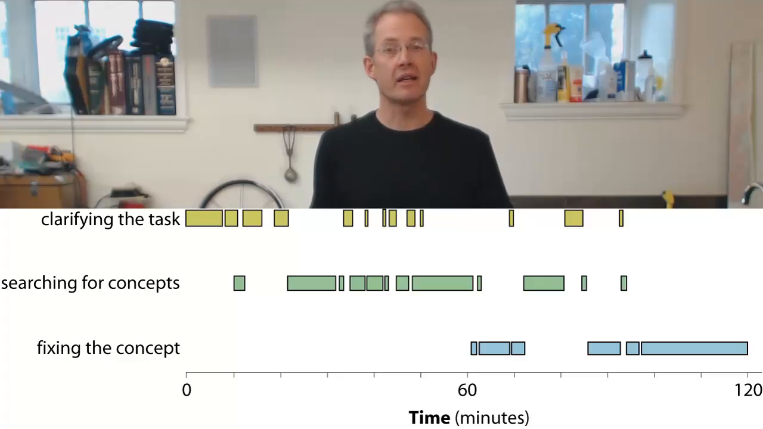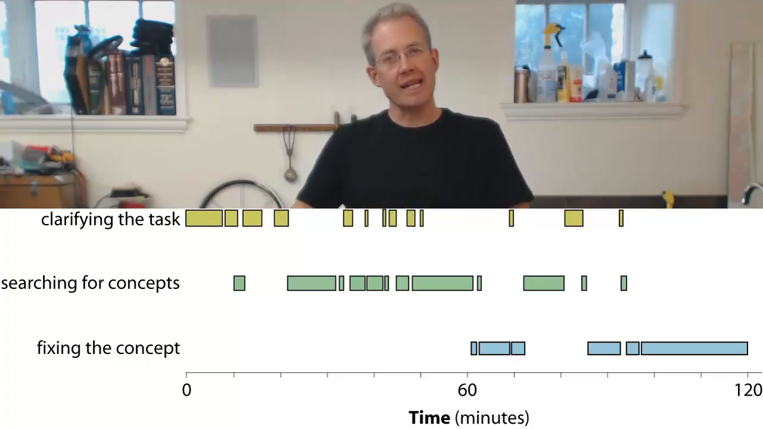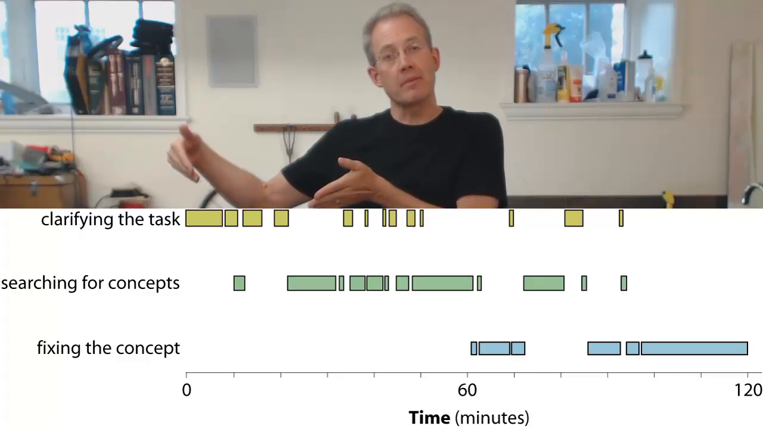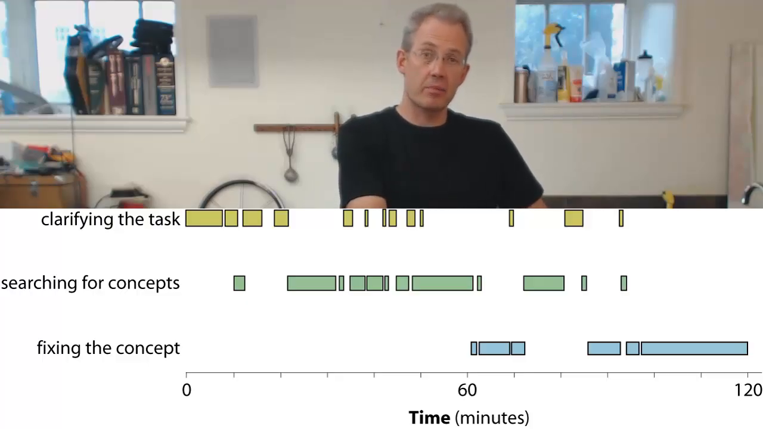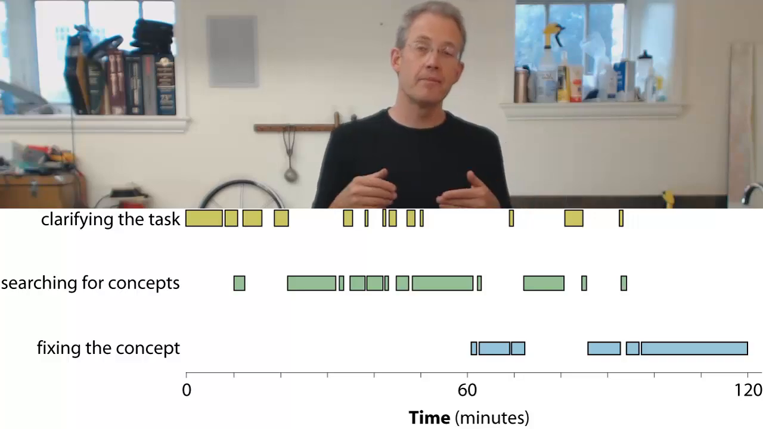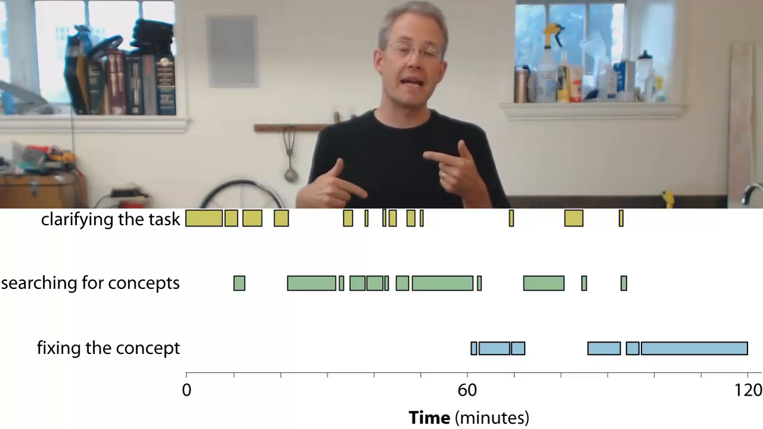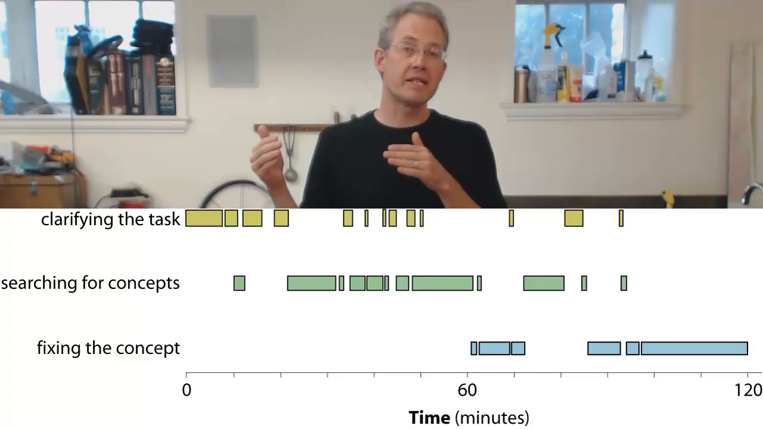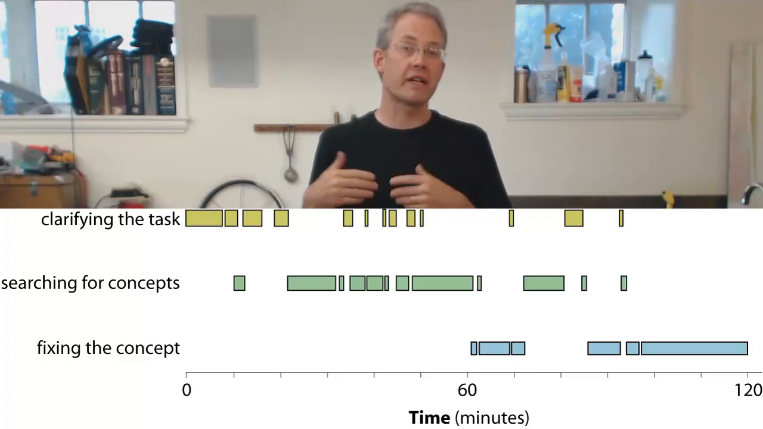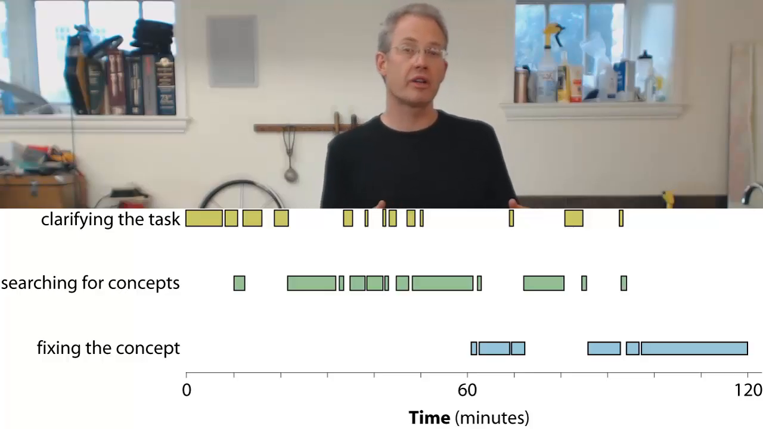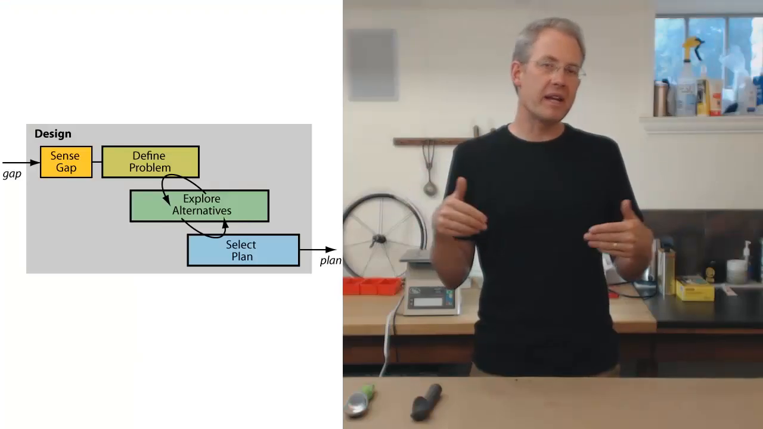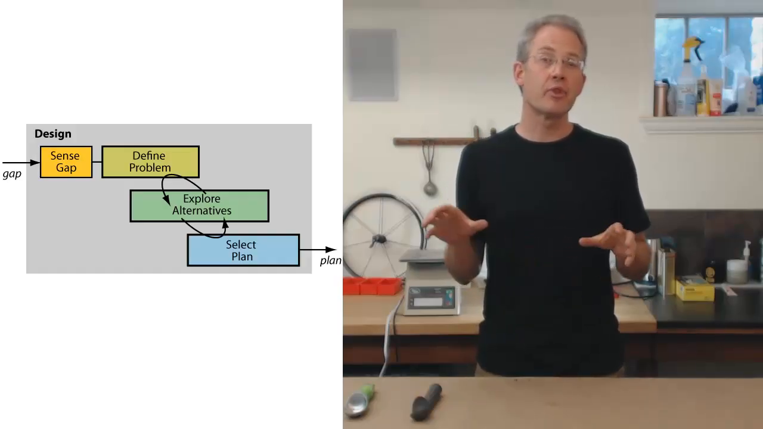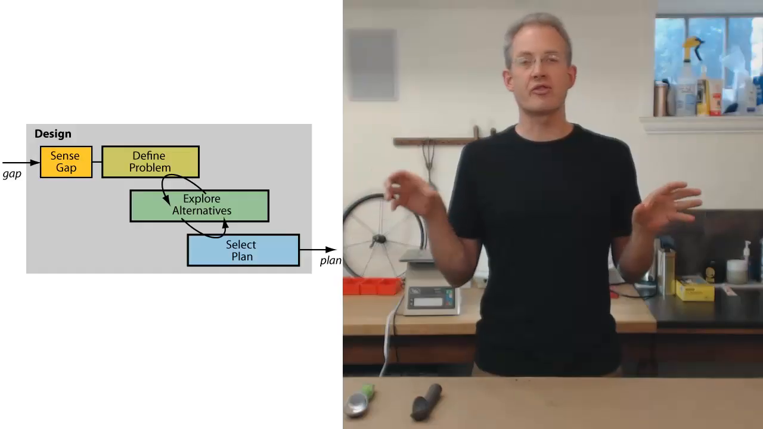And what you see is that while there is this overarching cascading from clarifying the task to exploring alternatives to fixing the concept or selecting the approach, you also see a lot of back and forth. That is, it isn't the case that the team never revisits the clarification of the task after beginning to explore alternatives. And so design, even over a 2-hour period, ends up being quite iterative. And it's a bit of a misrepresentation to suggest that those 3 steps in the design process proceed strictly sequentially.